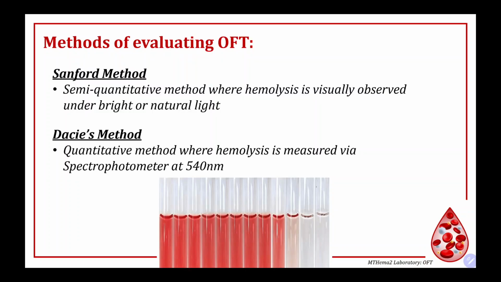Now we have two methods of evaluating OFT. As mentioned, we have the Sanford method and the Dacie's method. The Sanford method is the semi-quantitative method wherein hemolysis is visually observed under bright light or natural light, while the Dacie's method is the quantitative method where hemolysis is measured via spectrophotometer at 540 nanometers. So in our experiment, we will be doing the Sanford method.